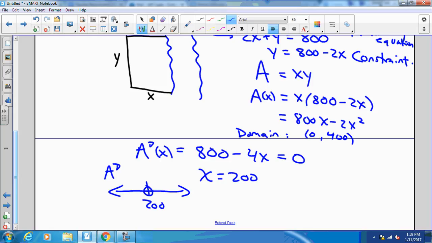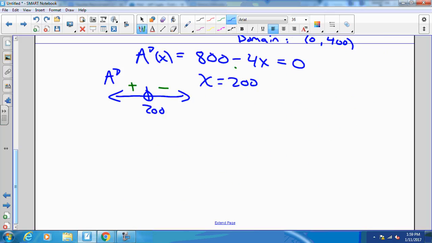If x is, say, 100, and I plug it into my equation here, I find it easy to use the factored form to plug into. Let's back up and do that right. There we go. If I choose x equals 100, then 800 minus 400 is a positive value. If I choose a value of x that's larger than 200, say 300, 800 minus 1200 is negative. And so I can conclude that A of 200 is the max.